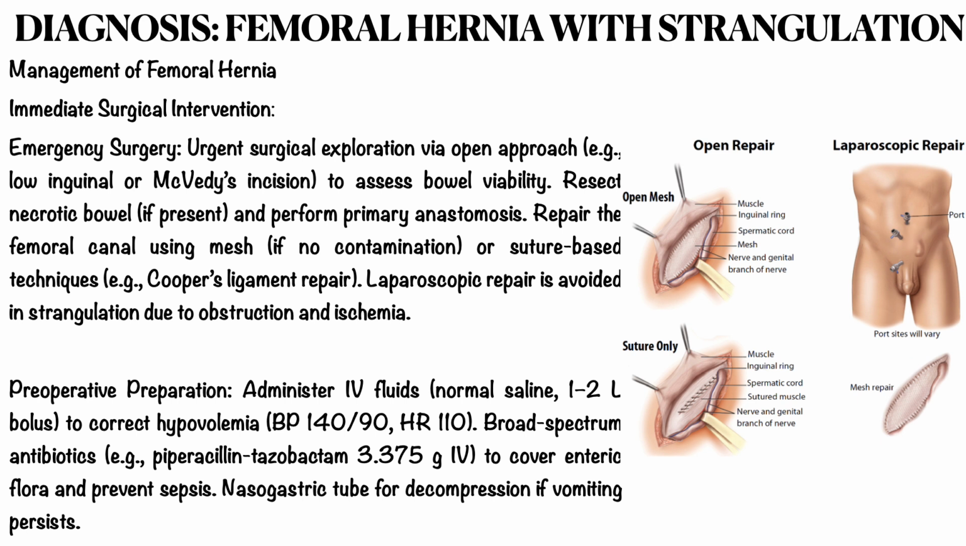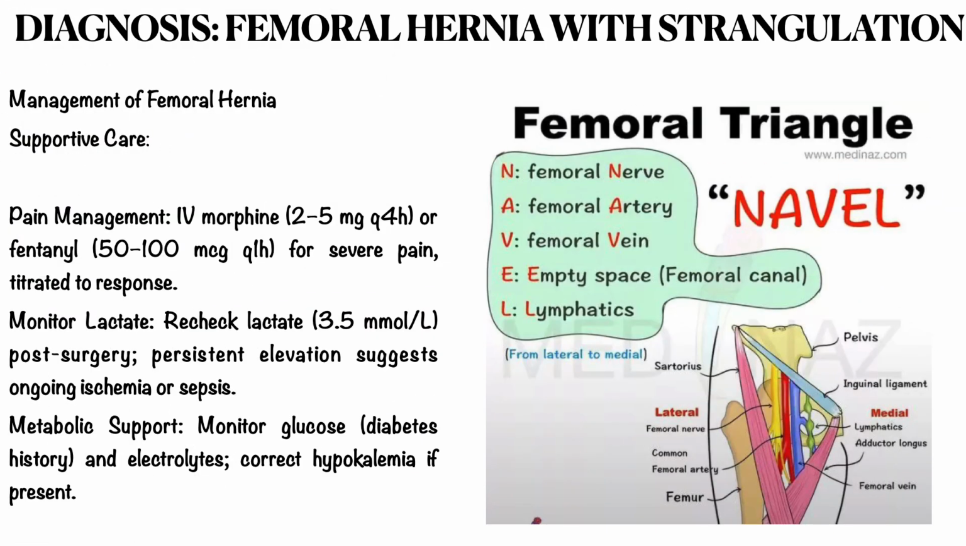The preoperative preparation is to administer IV fluids, normal saline 1 to 2 liter bolus to correct hypovolemia, and also broad spectrum antibiotics, piperacillin tazobactam 3.375 gram IV to cover enteric flora and prevent sepsis, and an NG tube for decompression if vomiting persists, right? Hypovolemia is due to vomiting because he has a history of vomiting, and hypertension is to counteract that hypovolemia. That is a reflex hypertension. And then we can do the supportive care.